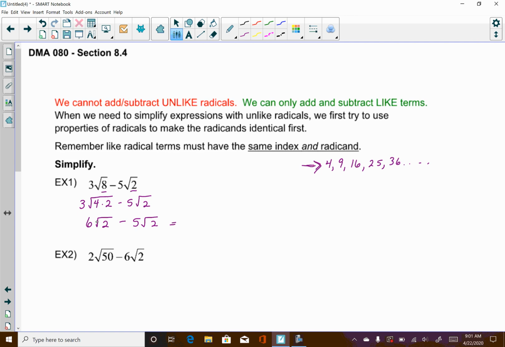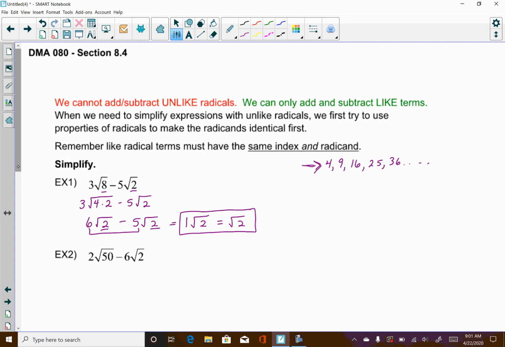because they both are square roots and they both have 2's underneath. So I just combine my numbers. 6 minus 5 will give me 1 square root of 2. And you could just simply write that as the square root of 2. Either way is fine.